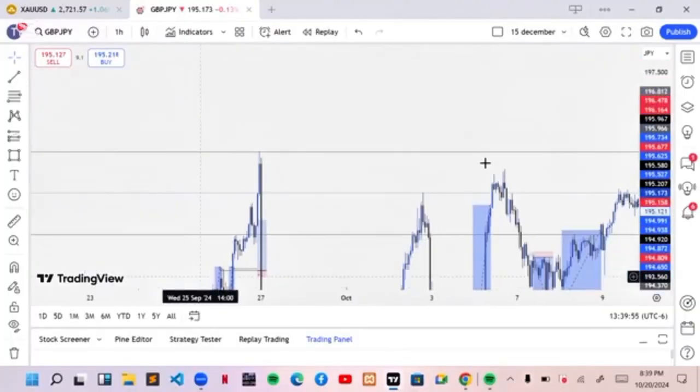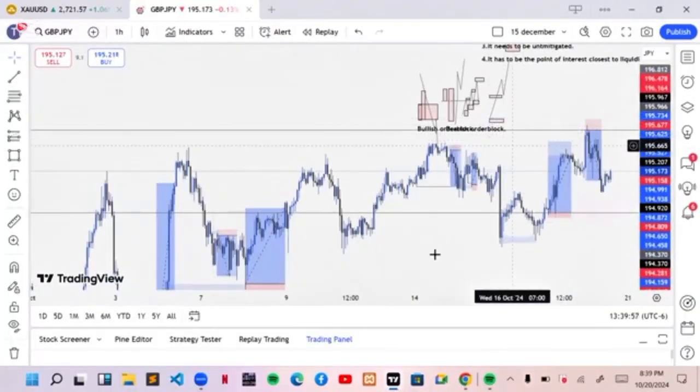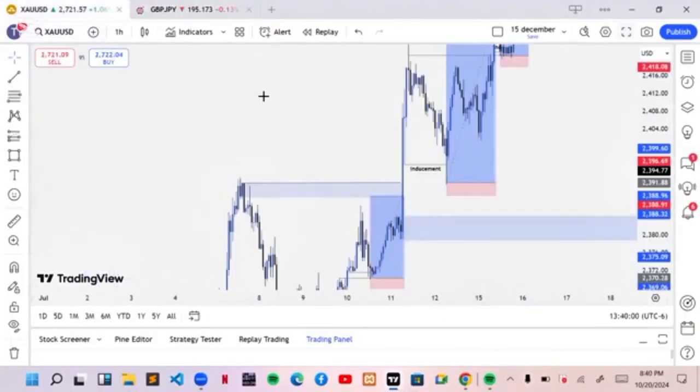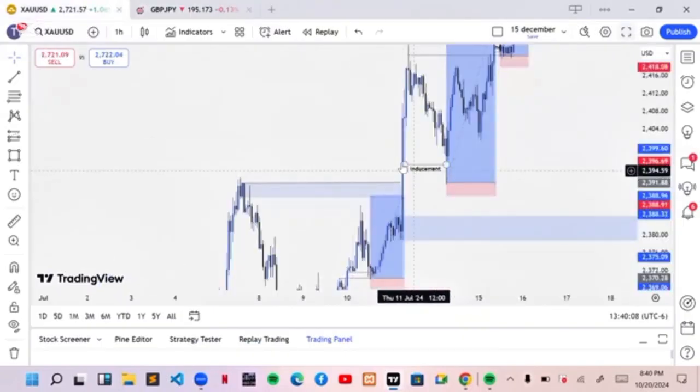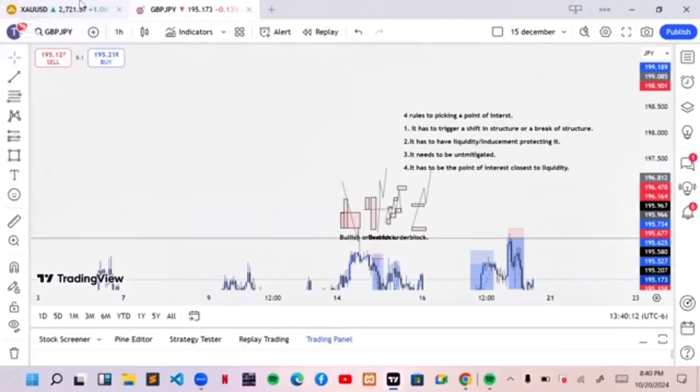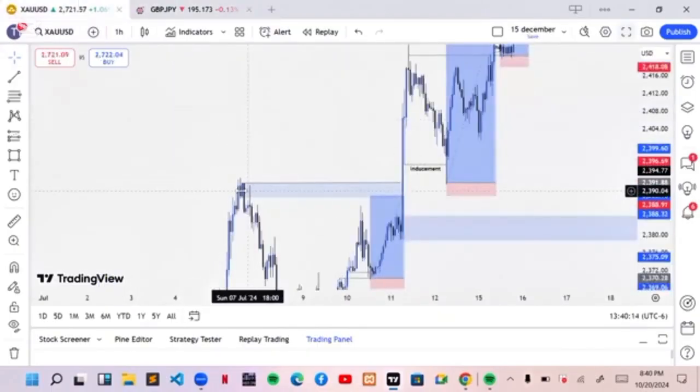Remember, the first rule says there has to be a break of structure or a market structure shift. Pay attention here, there's a break of structure clear here. The second rule says it has to have liquidity protecting it. Liquidity is our first pullback, which is this inducement. The third rule says it needs to be unmitigated. Means price needs to not have tapped that breaker block, or that order block. The point of interest needs to not have been tapped before.